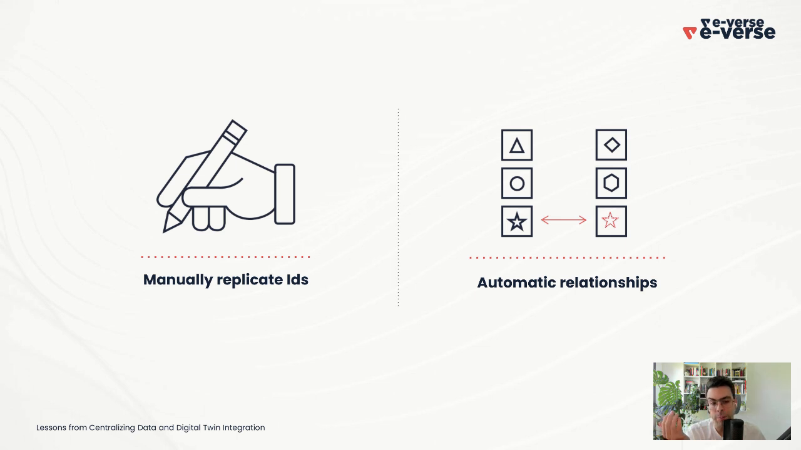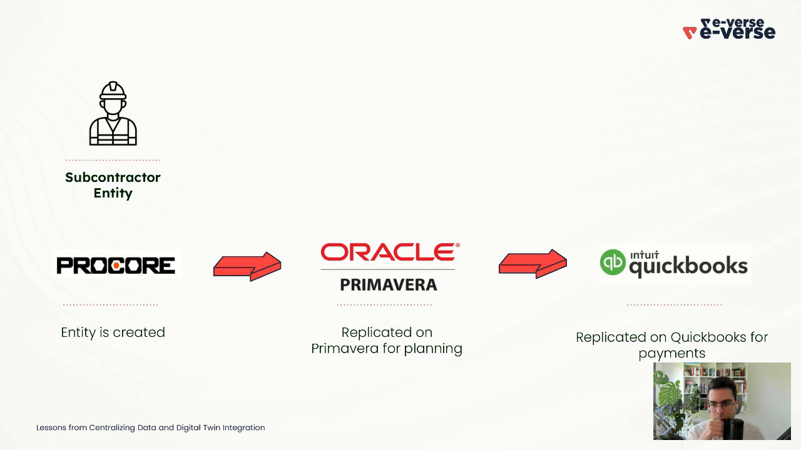And that's also a problem because you have two different options. You manually replicate an ID, for example, project number one, and then you define on each table, hey, this is project number one, this is project number one, this is project number one. Or you define a way to automatically create relationships between all the different platforms. One takes more time, the other one is harder to implement.